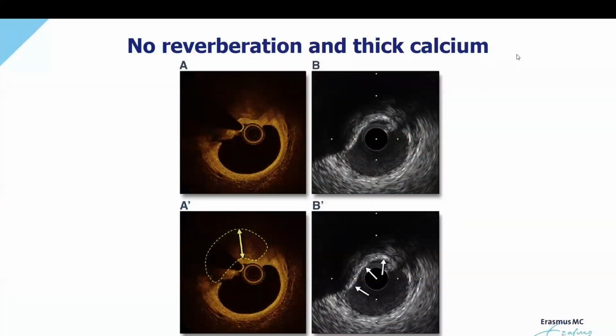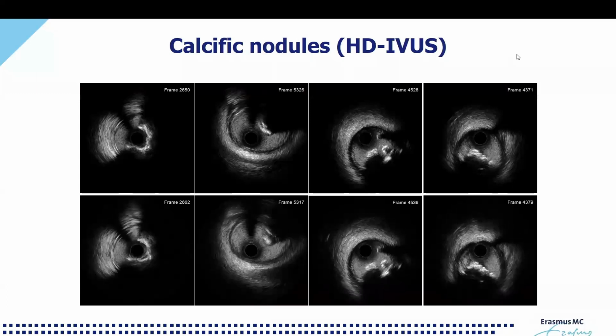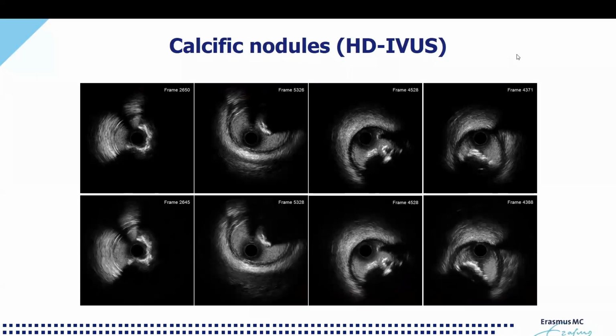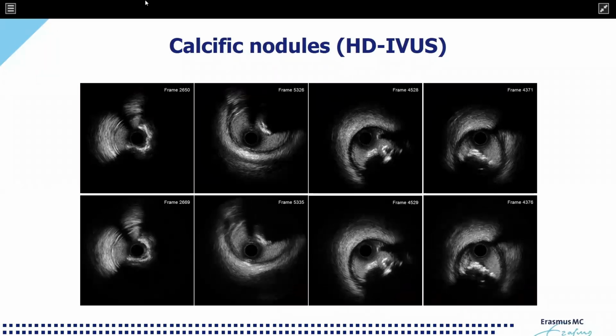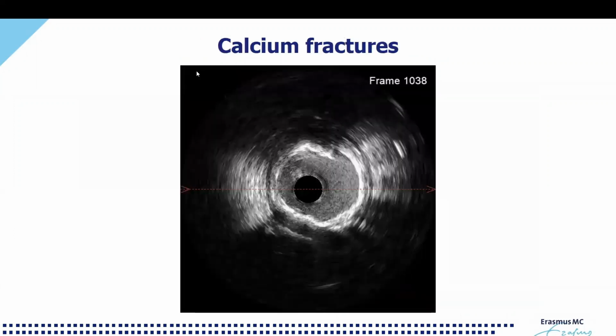Again, presence of reverberation arc, or actually absence of reverberation arc, illustrates the presence of thick calcium, as shown here in this case published in JACC Imaging a couple of years ago. Calcific nodules, as already mentioned, these lumen protruding structures, typically with an irregular surface, that are typically eccentric and are a strong predictor of stent underexpansion.